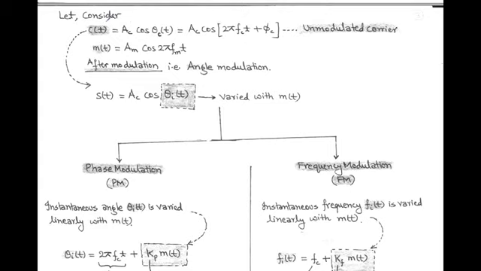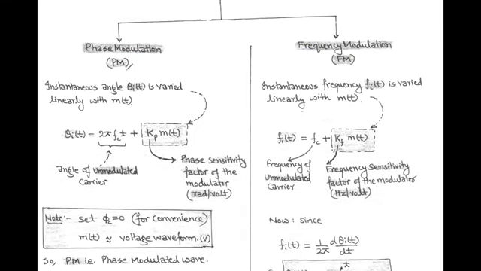Next, we discuss classification of angle modulation. Angle modulation is basically divided into phase modulation, that is PM, and frequency modulation, that is FM. Now first we discuss phase modulation or PM. Phase modulation is the process in which the instantaneous angle, that is theta i, is varied linearly with the modulating signal, that is m(t).